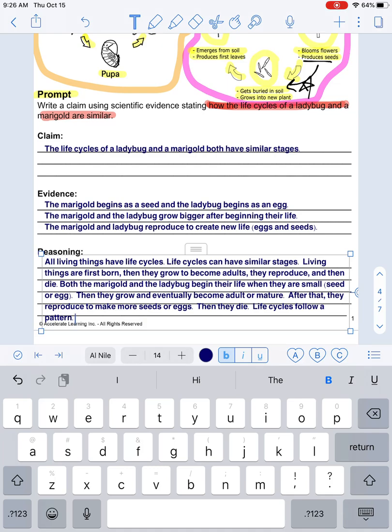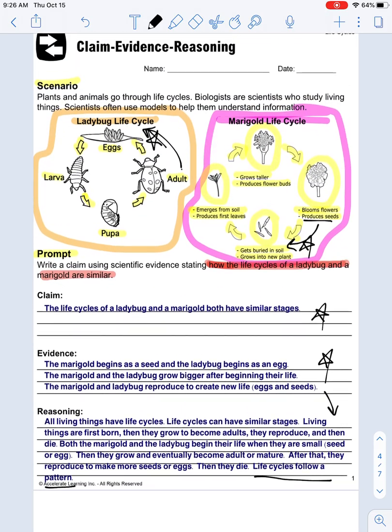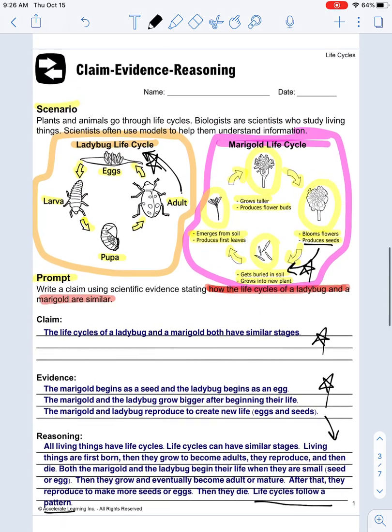So I didn't copy exactly what I did for my claim. I didn't copy exactly what I did for the evidence, but I did use these pieces of my evidence to then explain my reasoning a little bit further. I ended by connecting it to science as a whole by saying that life cycles actually follow a pattern. Go ahead and pause this video and write your reasoning on your piece of paper.